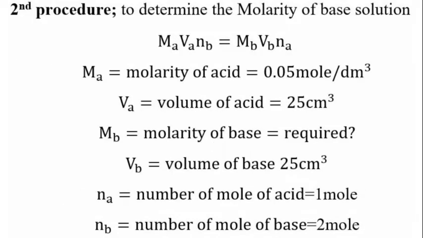Procedure number 2 is to determine the molarity of base solution. Remember that the solution of base is unknown, it is T hydroxide. Because it is unknown, we are supposed to use the indirect formula to identify the molarity of base. We use molarity of acid times volume of acid times number of moles of base is equal to molarity of base times volume of base times number of moles of acid. The molarity of acid is 0.05, volume of acid is 25, molarity of base is required, volume of base is 25, and the number of moles of acid is 1 mole, and the number of moles of base is 2 moles.